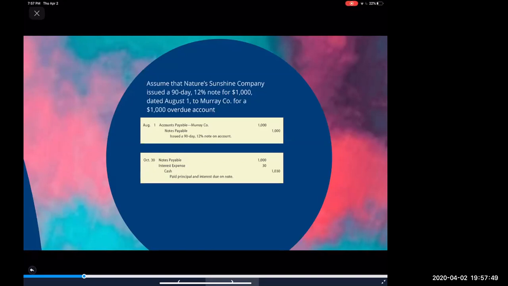That's what's happening, okay? And all of this is a result of maybe the seller agreeing to those terms. Now, on October 30th, this is Nature Sunshine coming back to fulfill on their promise. So what you see is them paying the notes payable off, the liability. They're paying that notes payable off plus the interest that they promised, right? And then the credit is cash. Cash is going out the door. Okay, so hopefully that made a little bit of sense. If not, no worries. We're going to go through plenty of examples of all three.